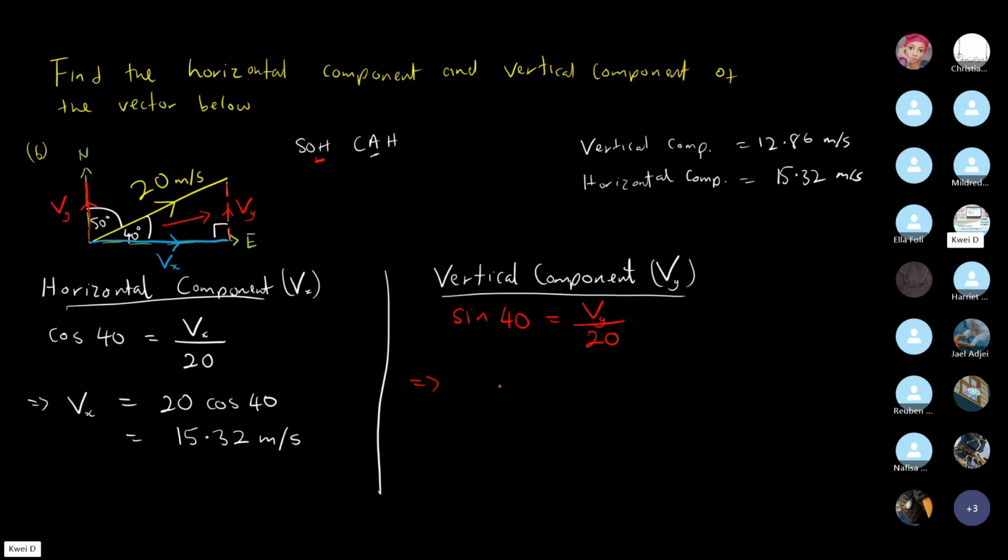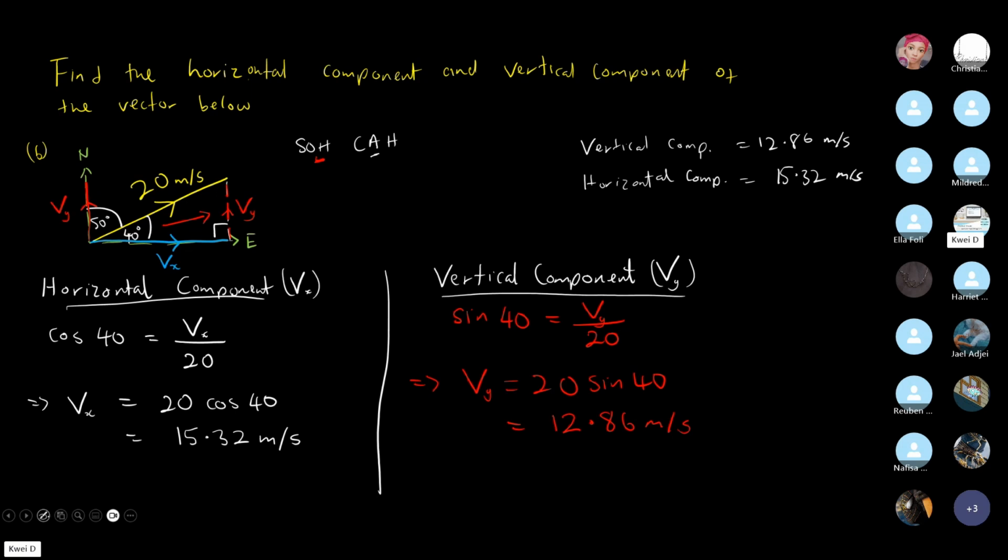I hope it's making sense to you. So 20 sine 40, what did it give you? 12.86 meters per second. Good.